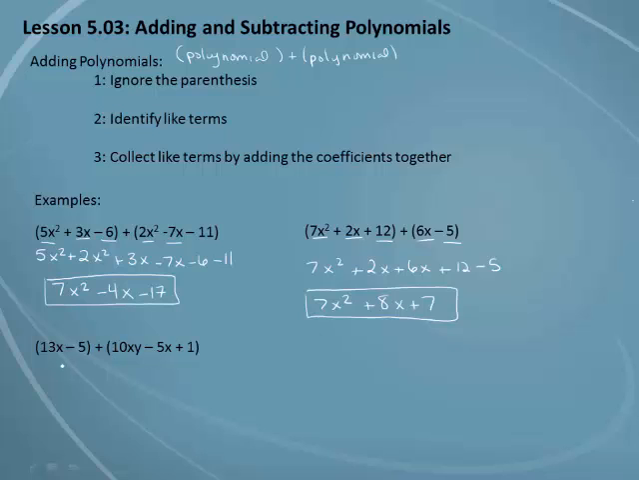13x and negative 5x are the same. 10xy has nothing alike. And the negative 5 and 1 are the same. So I have 13 minus 5, which gives me 8x, plus 10xy minus 4.